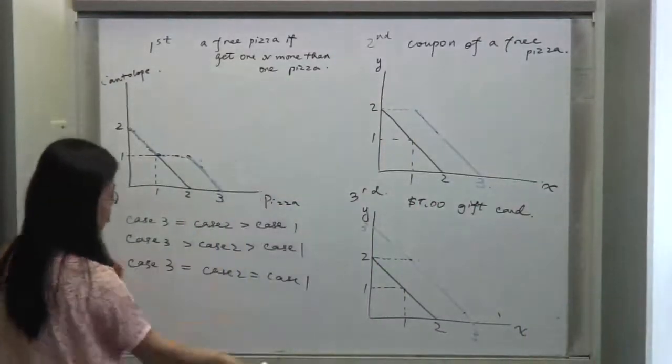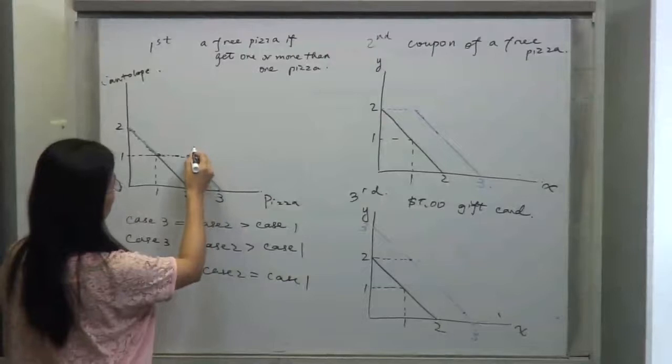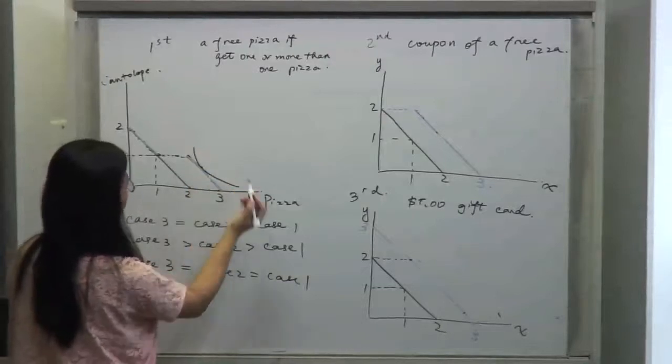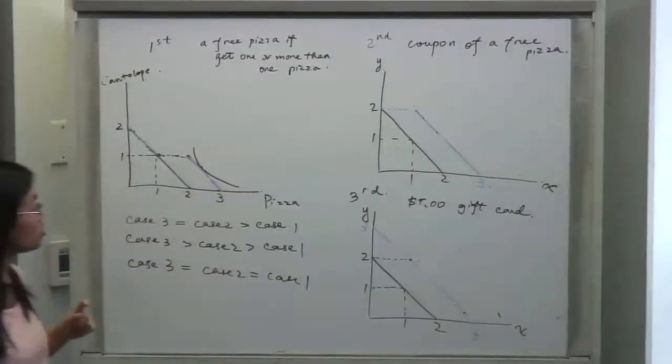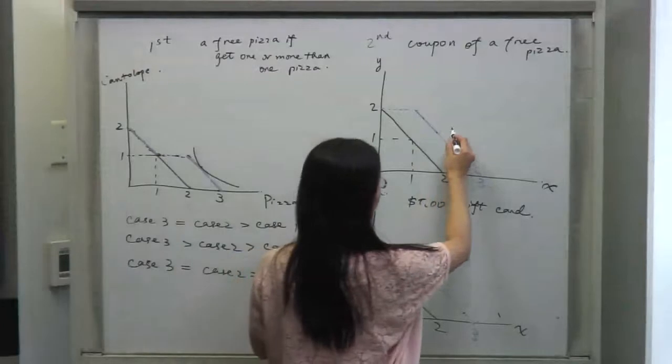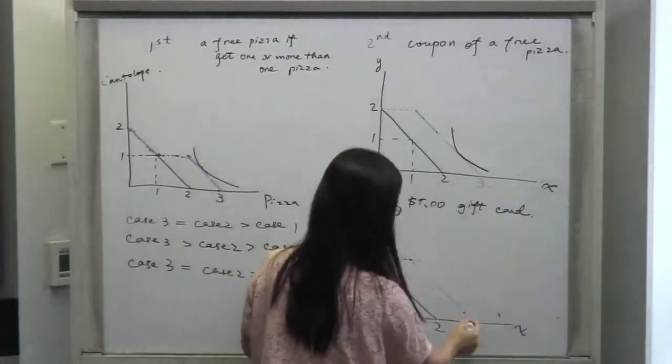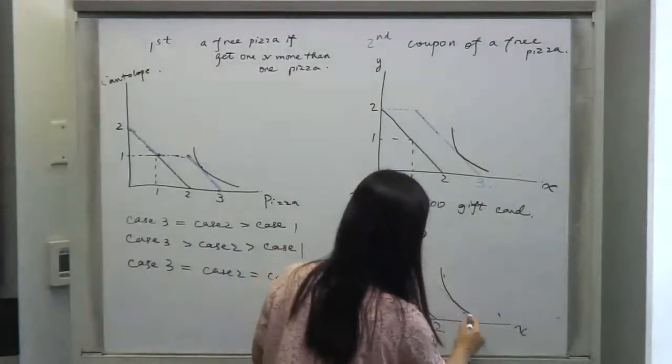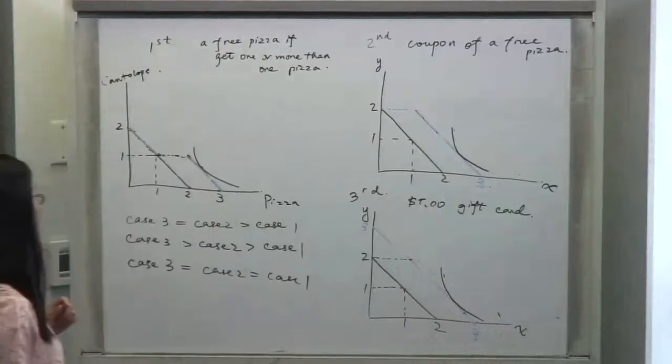Good. Okay. So this indifference curve will be tangent to this part. Right? If it's tangent to this part, then it's going to be tangent to this part, and it's going to be tangent to this part. Okay, so that's the piece we're talking about. Very good.